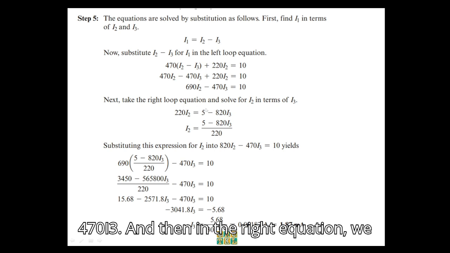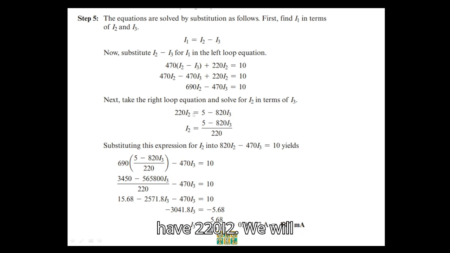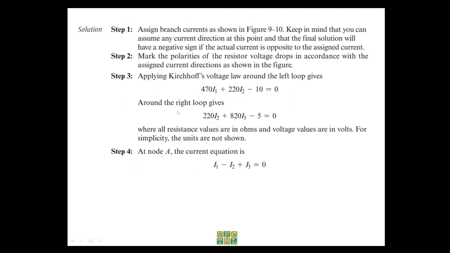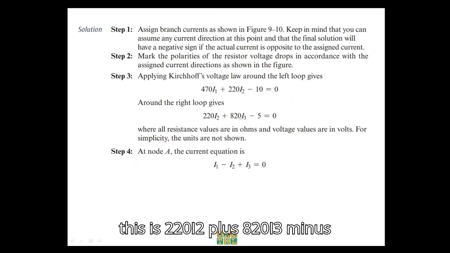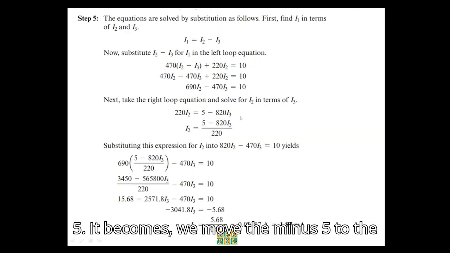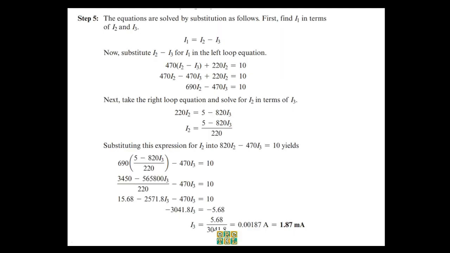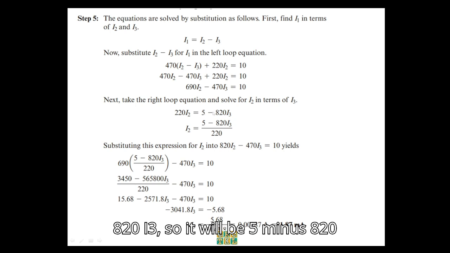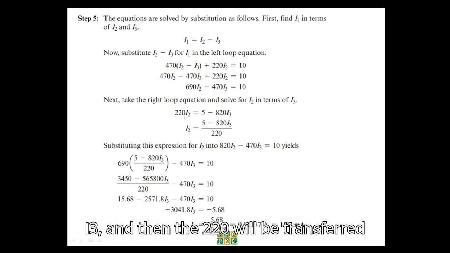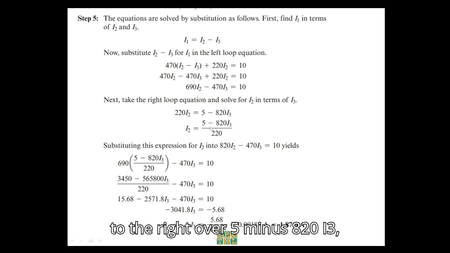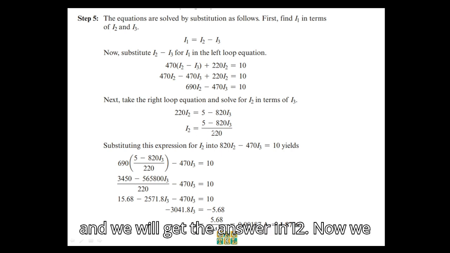And then in the right equation, we have 220 I2. We will solve for I2 in terms of I3. So to do that, we have 220 I2 plus 820 I3 minus 5. We move the minus 5 to the right, and it becomes positive 5 minus 820 I3. So it will be 5 minus 820 I3. And then the 220 will be transferred to the right, over 5 minus 820 I3. And we will get the answer for I2.